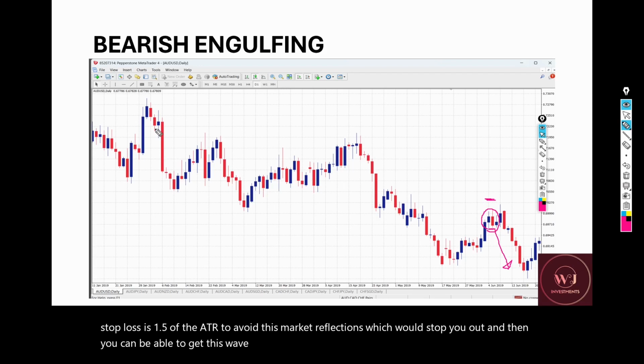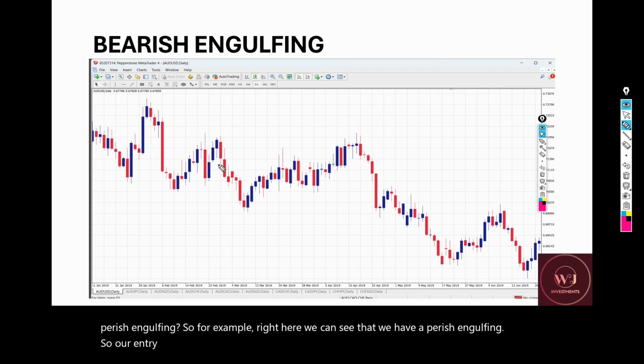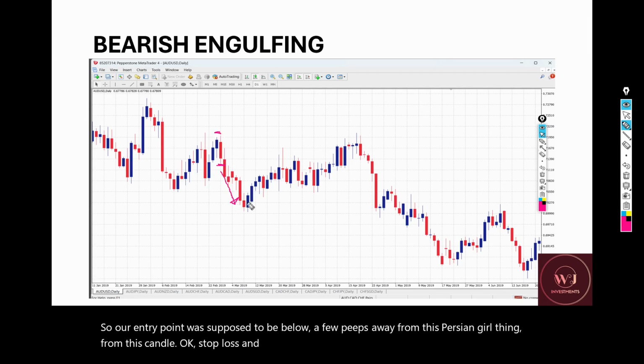So where else can we spot a bearish engulfing? For example, right here, we can see that we have a bearish engulfing. So our entry point was supposed to be a few pips below this bearish engulfing candle. Then the stop loss, and then we can get a wave down.